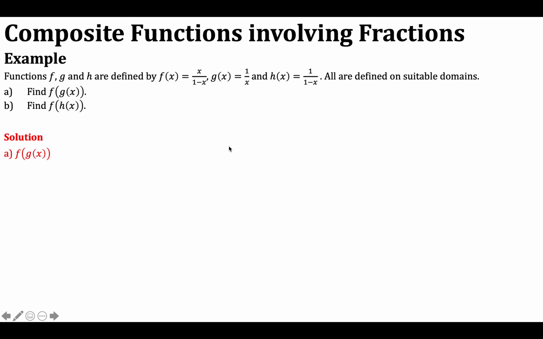So part A firstly, we're finding f of g of x. We're taking function f, and everywhere there's an x, we are replacing it with 1 over x, because that is what the function g is. So everywhere there's an x, we're replacing that with 1 over x, like so. You can see where that substitution has taken place there.